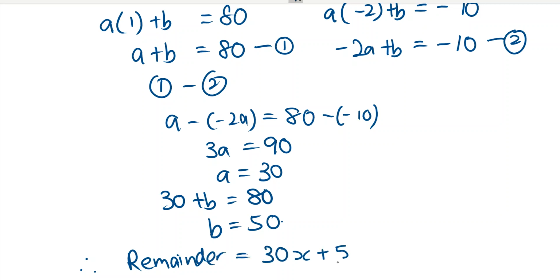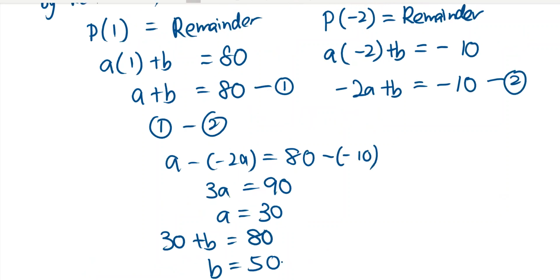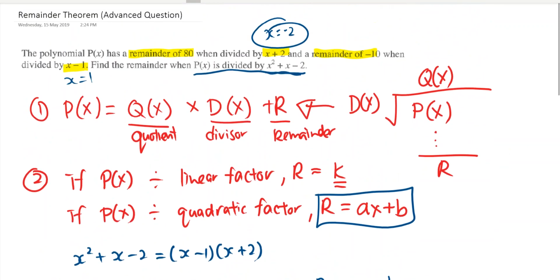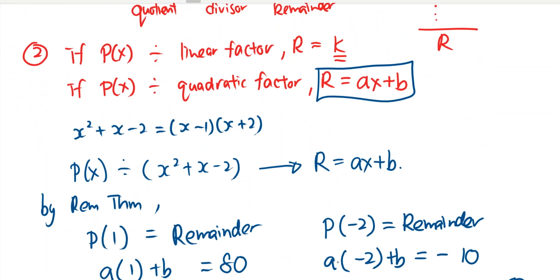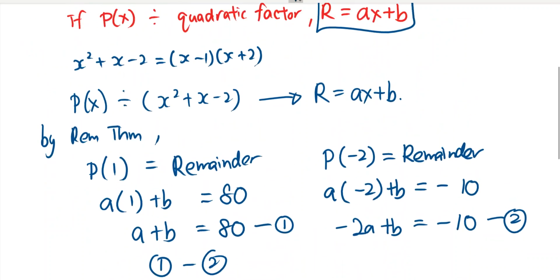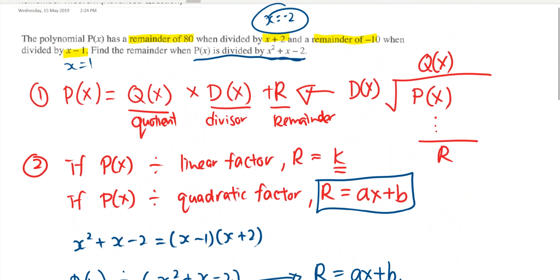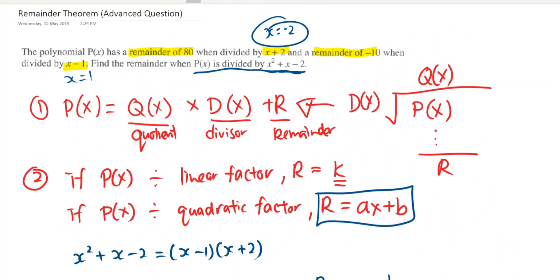30x plus 50. So the important two things to remember: every function can be expressed as a multiplication of the quotient and the divisor plus the remainder. That's one. Next, if you are divided by a linear factor, your remainder will be equal to a value. If you are divided by a quadratic factor, the remainder would be a polynomial of degree 1. So this is how we solve this question when you are not given the polynomial, and when you are given the factors and asked to find the remainder.